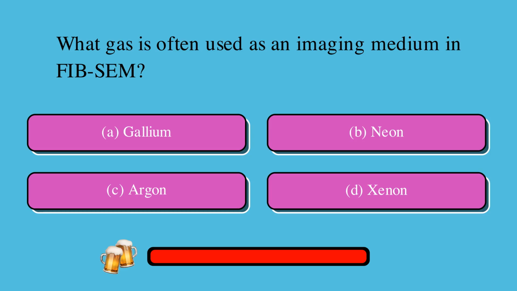What gas is often used as an imaging medium in FIB? Is it A, gallium, B, neon, C, argon, or D, xenon? The correct answer is A, gallium.